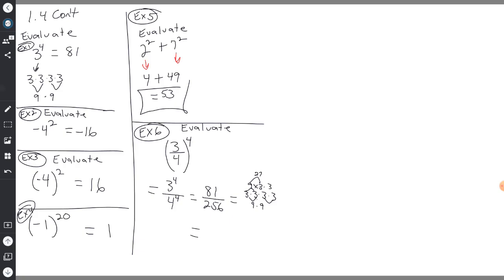Of course you would have tried 81 first. I did try 81 with 3, and it wasn't going through, it gave me a decimal. Yeah, that's not going to work. So we can't reduce it any further. And our final answer would be 81 over 256.